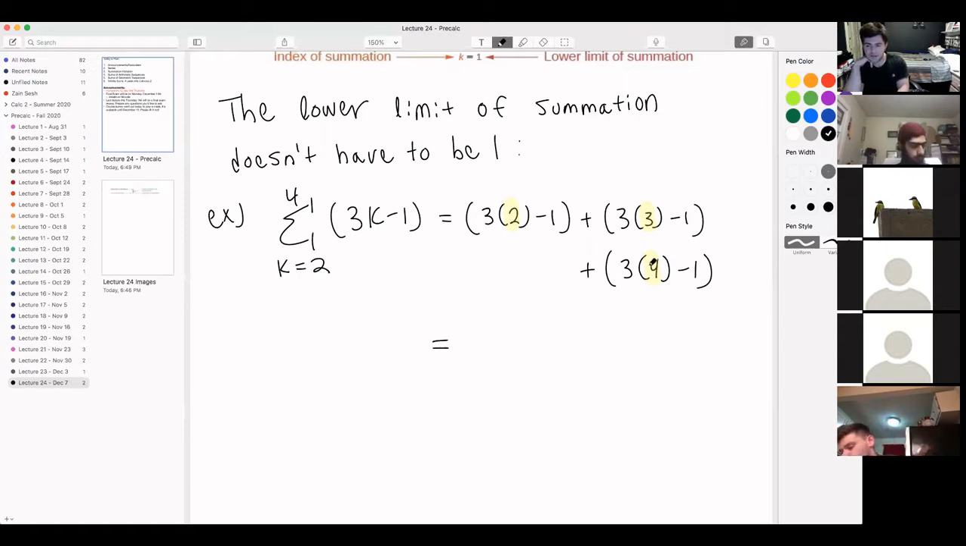Right? And now you can just simplify each of these parentheses. So the first one is 5 plus, the next one is 3 times 3 minus 1, which is 8. And the last one is 4 times 3 minus 1, which is 11. And this is 24.